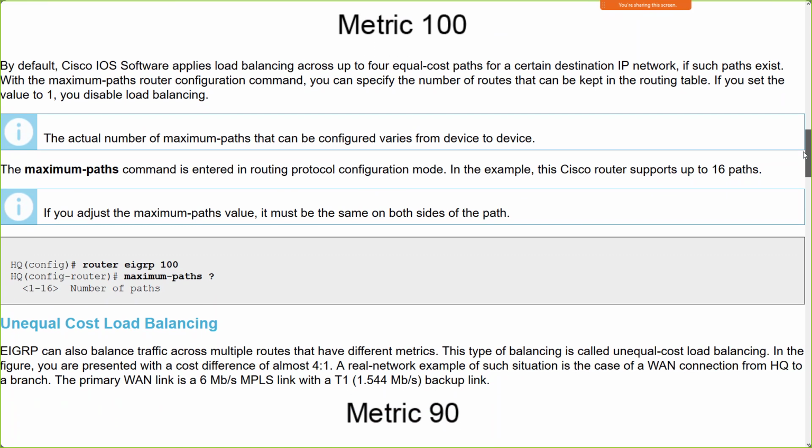So it says here, by default, Cisco IOS software applies load balancing across up to 4 equal cost paths for certain destinations, if the paths exist. Again, that's IPv4 only, not v6. With the maximum paths router configuration command, meaning that it's configured under the routing process, you can specify the number of routes that can be kept in the routing table. If we set that value to 1, that means you're only allowed to use one path.